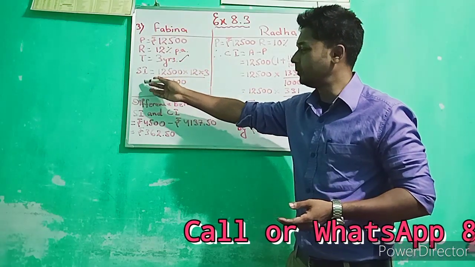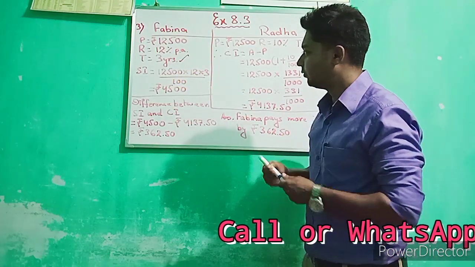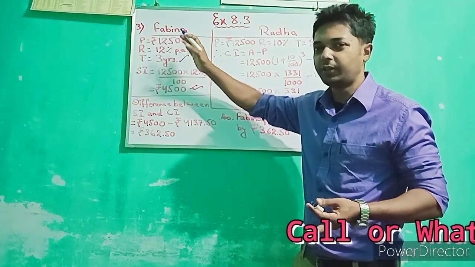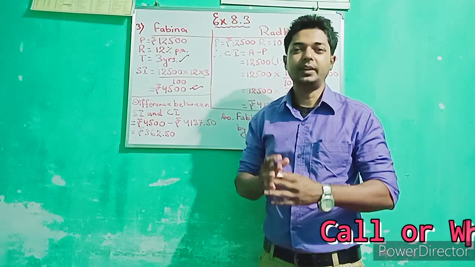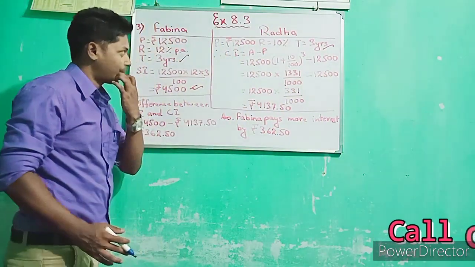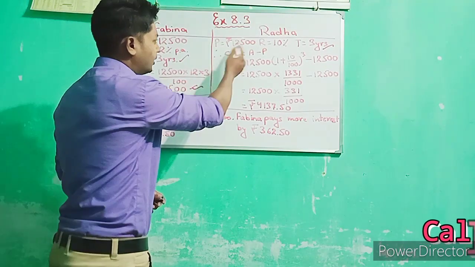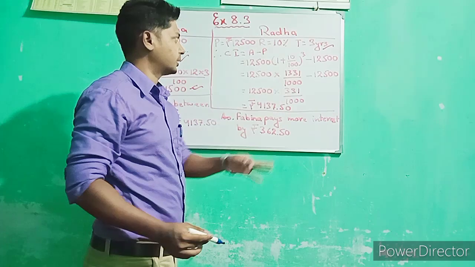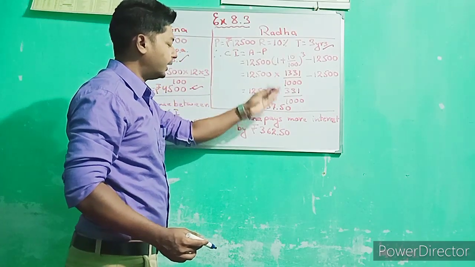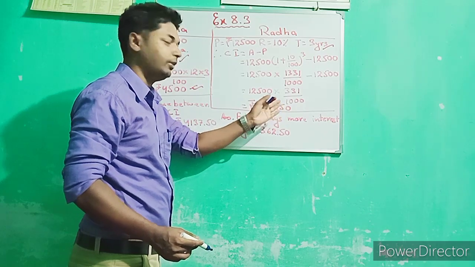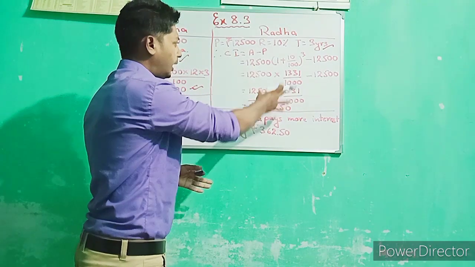So if you work out the sum in SI, the interest is 4,500. So 4,500 is the interest for Fatima in terms of SI. Let's work out Radha's interest. Radha invests 12,500 at the rate of 10% for 3 years. So accordingly her interest will be 4,137.50. This is how I have worked it out.